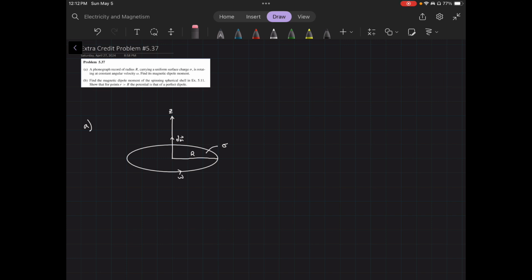So essentially what we're going to do is start with the dipole moment of a loop, but then we'll keep it in terms of little r so we can integrate over the radius over all of those loops, which will generate the disk.